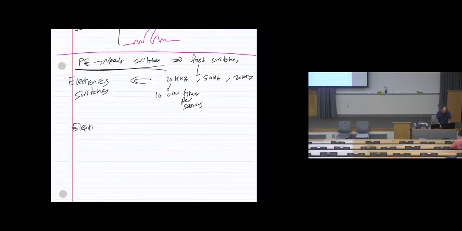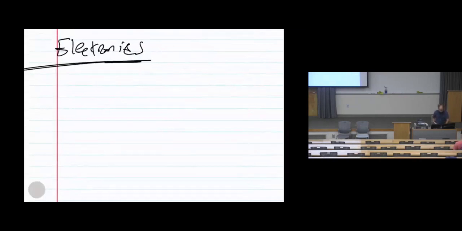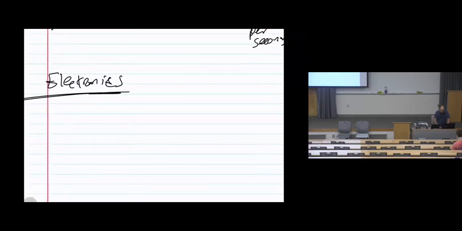So let's talk about electronics. We realize that power electronics need switches, and switches relate to electronics. Most likely, what's the switching element, or the element that made a revolution in computers and technology? The transistor, right?